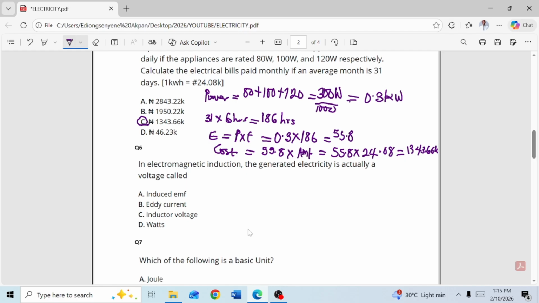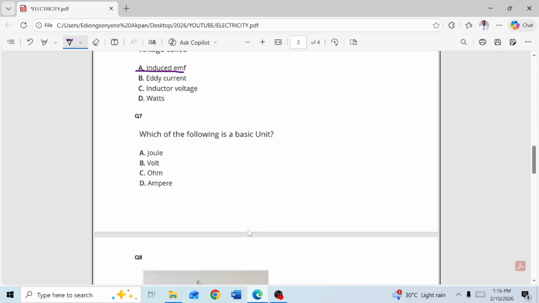Number 6, on electromagnetic induction. In electromagnetic induction, the generated electricity is actually a voltage called dash. Electromagnetic induction makes use of a coil and a magnet. They generate electricity known as induced EMF from the effect of the magnetic field. The answer is A.